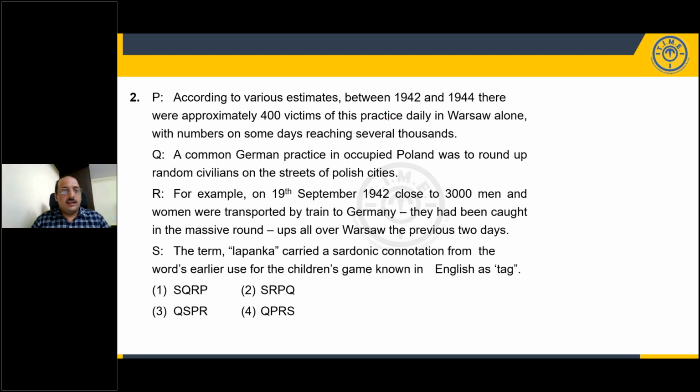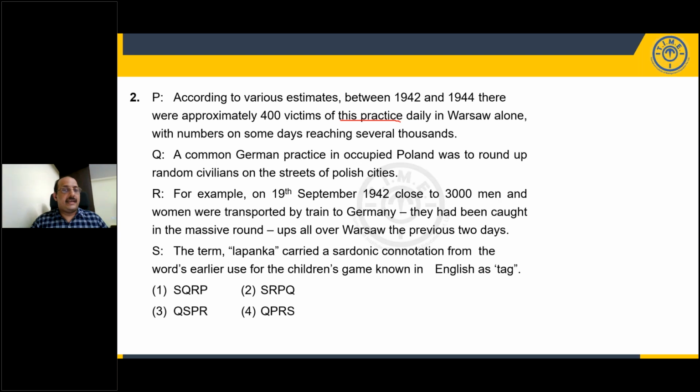All right. According to various estimates, between 1942 and 1944, there were approximately 400 victims of this practice daily in Warsaw alone, with numbers on some days reaching several thousands. So I think a practice needs to be defined first. There is a practice that was followed in this place daily between these years, and the numbers were reaching several thousands. Okay. So it's now very clear to me that I cannot start with line number P because the practice needs to be defined first.